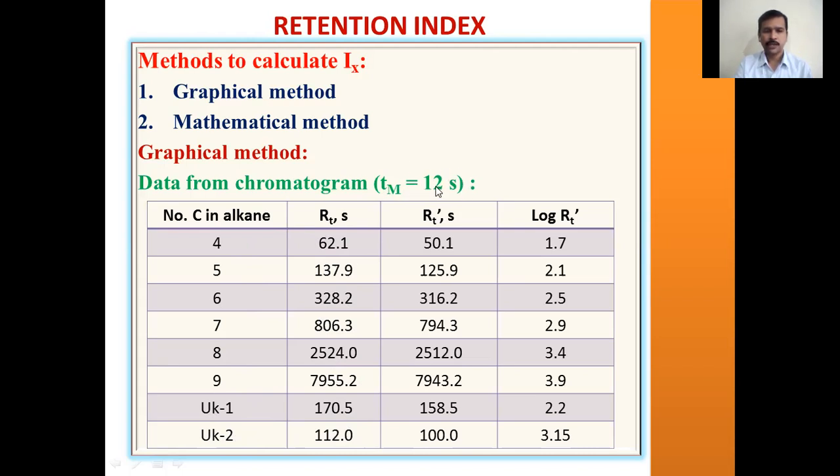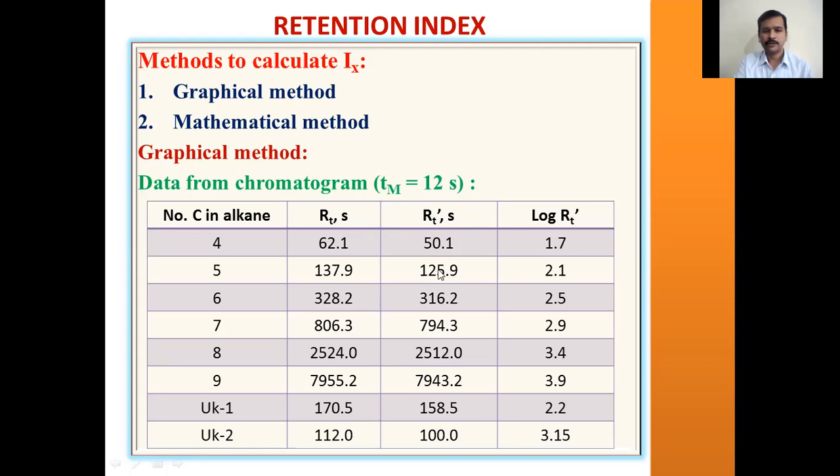The mobile phase has given the peak at 12 seconds. So that is considered as TM, the dead time. Why is this required? This is required to calculate the adjusted retention time. Adjusted retention time means RT dash or TR dash, that is also expressed in seconds. This is nothing but RT minus TM or TR minus TM.